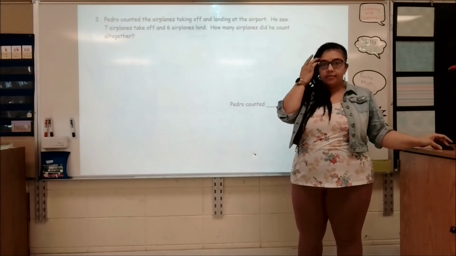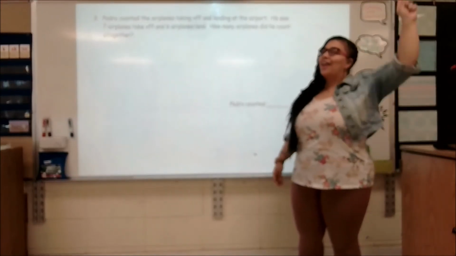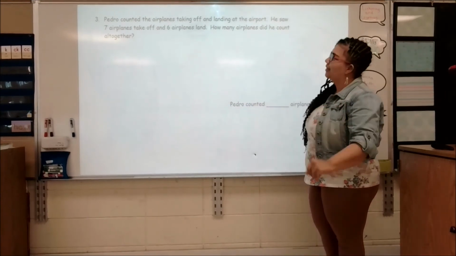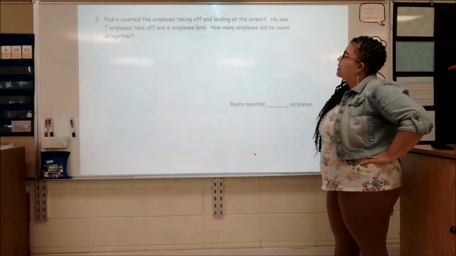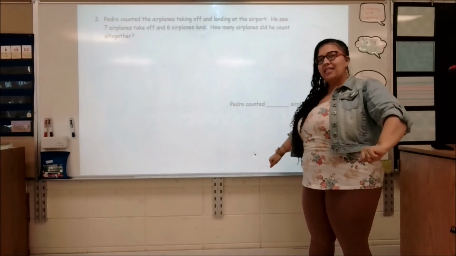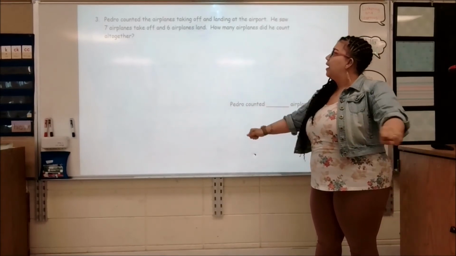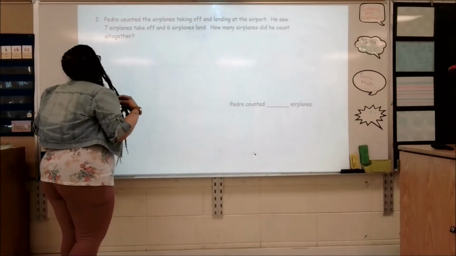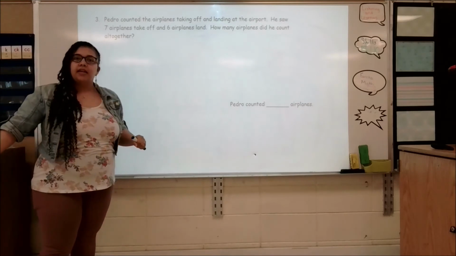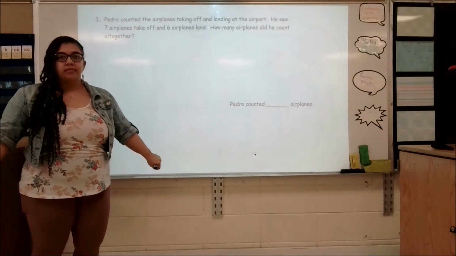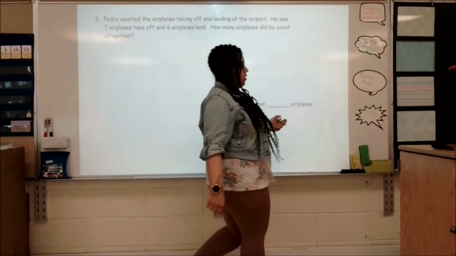All right, you ready? All right, read, draw, and label. Right, number sentence and words. All right, so Pedro counted the airplanes taking off and landing at the airport. He saw 7 airplanes take off and 6 airplanes land. How many airplanes did he count all together? Okay, so 7 airplanes taking off, 6 airplanes landing. Those are my what? Correct. Those are my parts. Good.